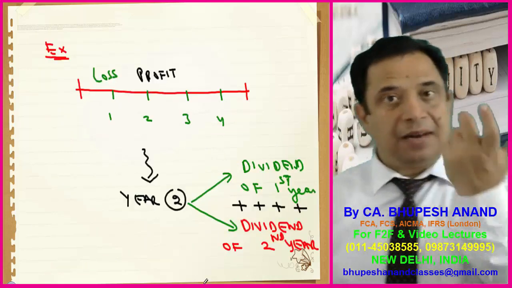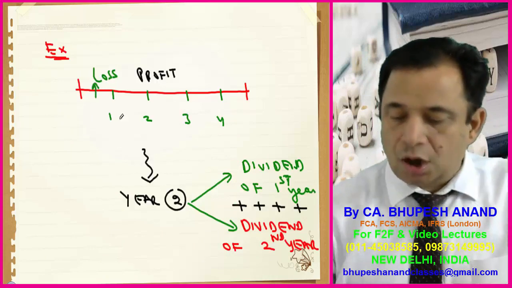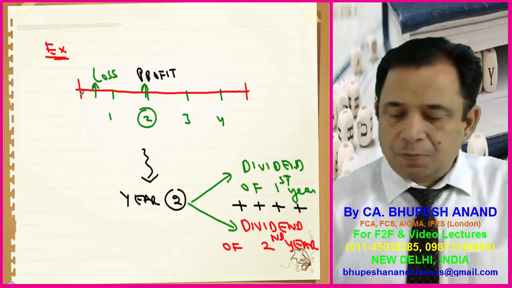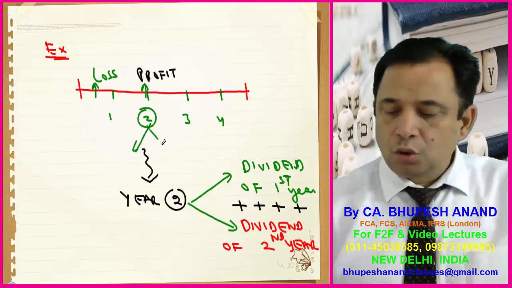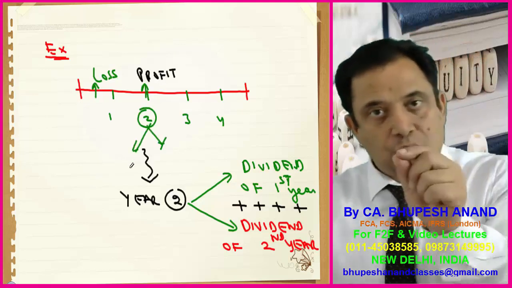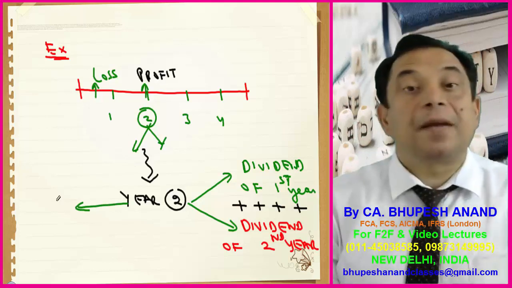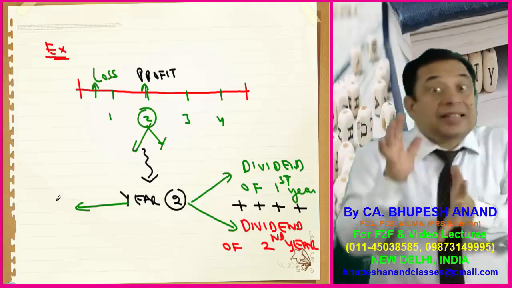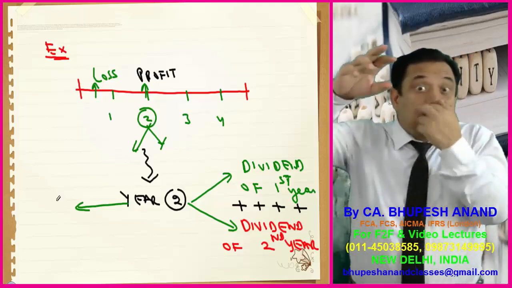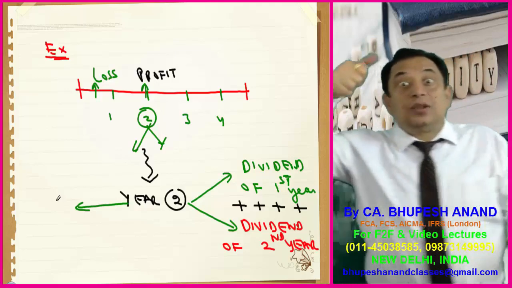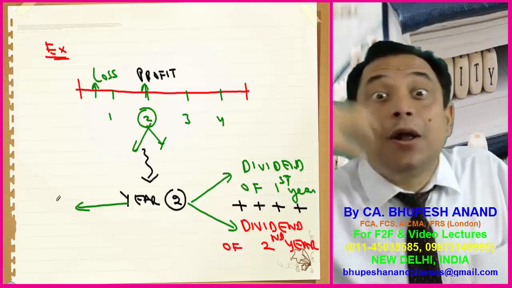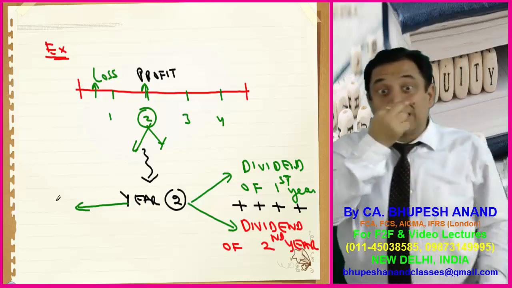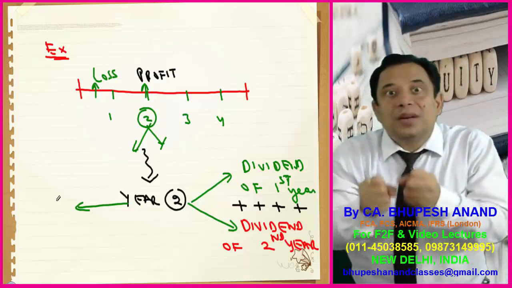So I have prepared a timeline. In the first year, supposing there is a loss. In the second year, there is a profit. Now in the second year, the company is paying dividend of two years, that is the first year as well as the second year, because these types of preferred stocks are named as cumulative preferred stock. Now in case the company is only paying for the second year and has not paid for the first year, then those preferred stocks are named as non-cumulative preferred stock. You getting my point?